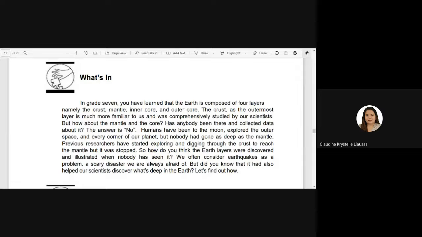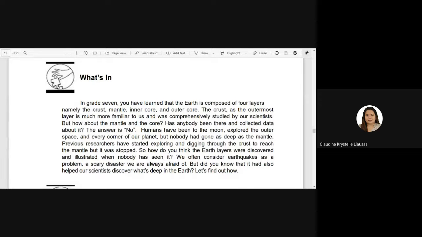Stephanie Loyola, go ahead. Crust, inner core, outer core, and I forgot, ma'am. Mantle. So what we are standing on now is already part of the Earth's crust. The next layer is the mantle, followed by the outer core and the inner core.